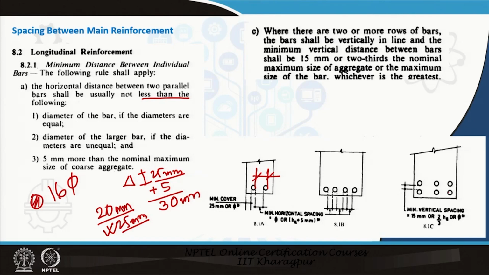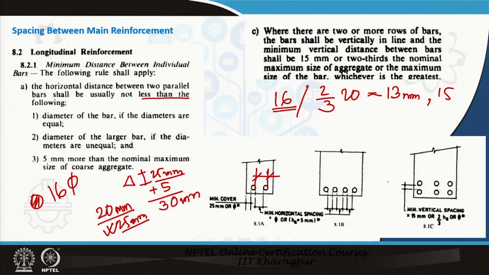So, then we can go to two layers, and if it is two layers, then the vertical distance comes into the picture, and the vertical distance between the bars shall be 15 mm or 2/3 of the nominal size of the aggregate or the maximum size of the bar. So, suppose the maximum size of the bar is 16 mm and 2/3 of the aggregate size, suppose it is 20 mm, is about 12 or 13 mm, and then 15 mm. So, out of that which is highest? Highest is 16. So, this gap has to be 16 mm or so.